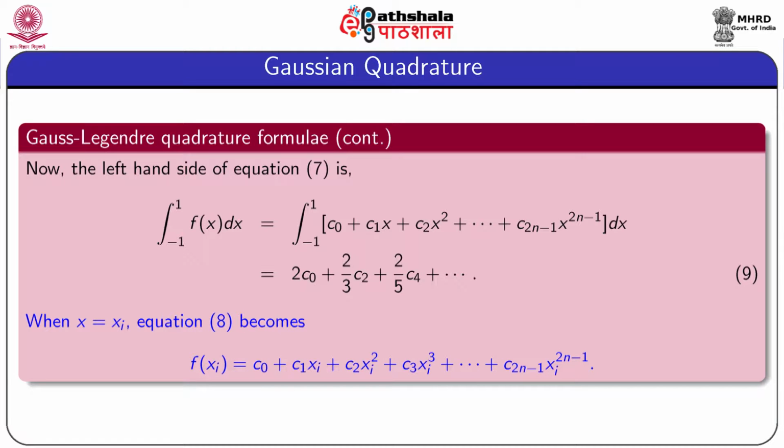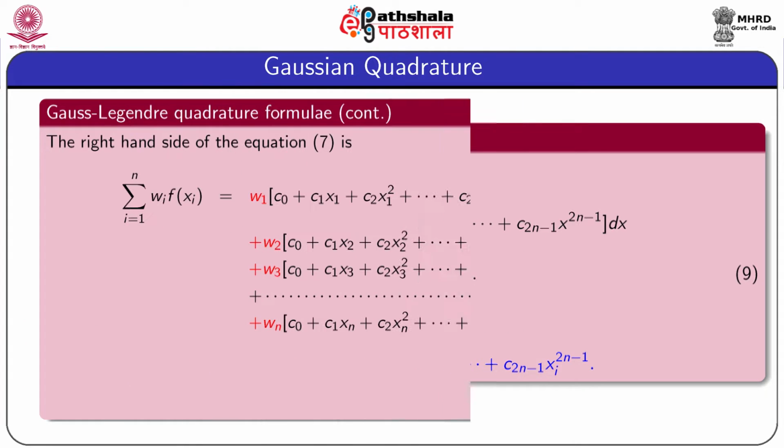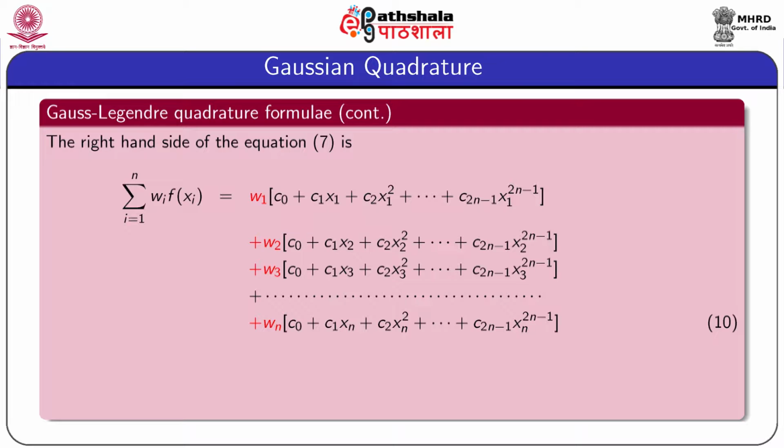And when x equals xi, equation 8 becomes f of xi equals c0 plus c1 xi plus c2 xi squared plus dot dot dot plus c2n minus 1 into xi to the power 2n minus 1. Now, the right hand side of equation 7 is summation i equals 1 to n of wi f of xi. After expanding this expression, we get w1 into f of x1 plus w2 into f of x2 plus w3 into f of x3, and lastly wn into f of xn.